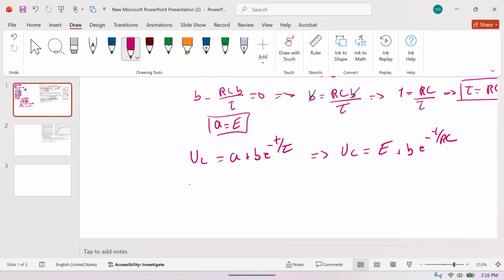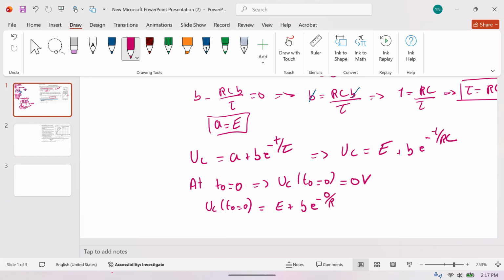Go back to when the time was 0. What did we know at this point, at this specific time? We know that UC at this time, at t0 equals 0, was 0 volts. I can benefit from that. Why do I know it? I can use it. So let's say at t0 equals 0, UC at t0 equals 0 is equal to E plus B e to the power of minus t, which is 0. We just said that we want to use the beginning of the experiment.